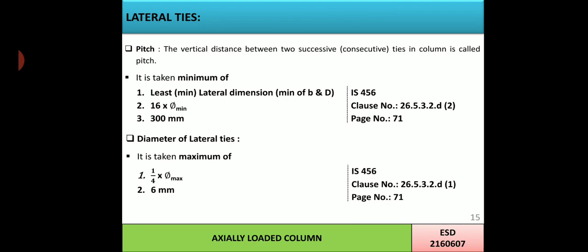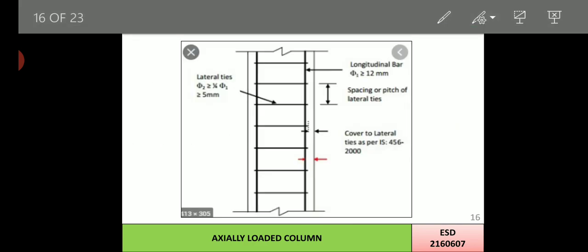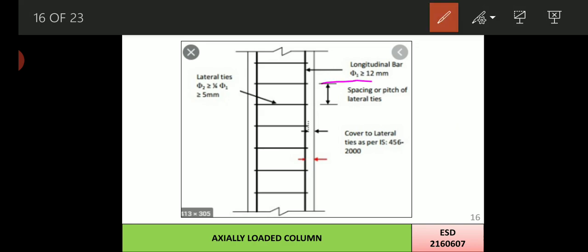Next topic, that is lateral ties. So first, talking about the pitch, the vertical distance between two successive ties in the column is called the pitch. Over here I have shown it in the figure, that is this one. Spacing between two consecutive ties, that is this one. Okay, that's called the pitch.